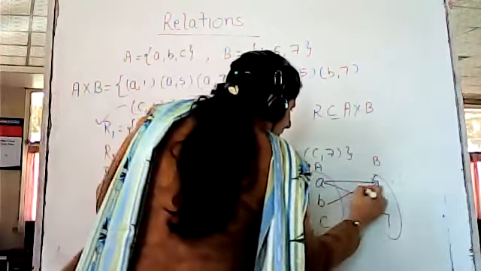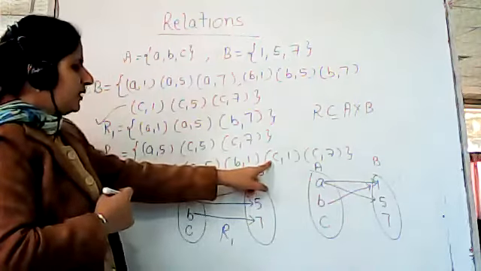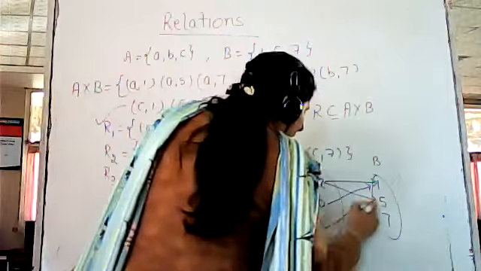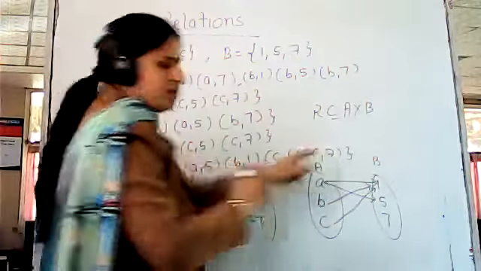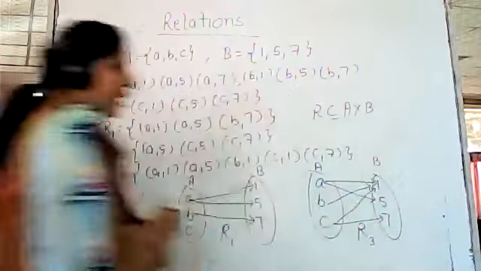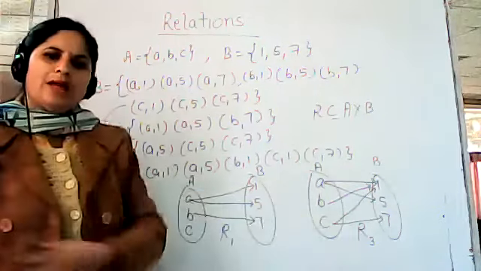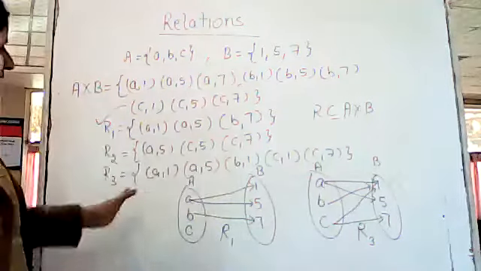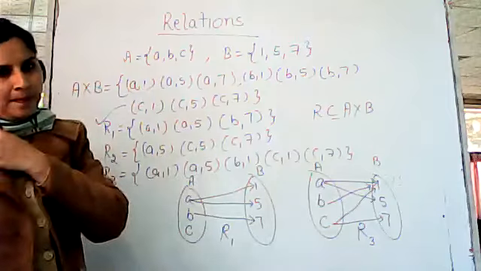B is related with 1. So I have drawn an arrow from B to 1. C is in relation with 1. So draw an arrow from C to 1. C is related with 7 also. So draw an arrow from C to 7. So these are the arrow diagrams that I have drawn for relation R1 and R3. So is the diagrammatical representation of relation clear to everyone?